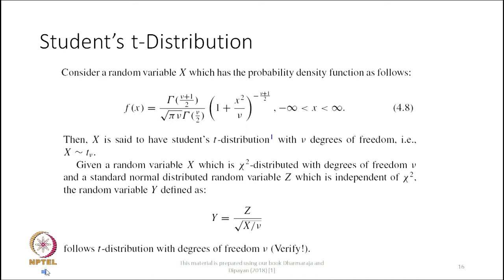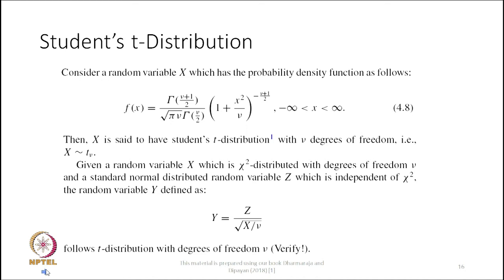Suppose you have a standard normal random variable Z, we usually use the notation Z for the standard normal distribution. Then we have a chi-square random variable X which is independent of Z. Then you can make a function of random variables, Y equals Z divided by the square root of X divided by nu, where nu is the degrees of freedom of the chi-square distribution. So, if you make this ratio, you will get the t distribution.